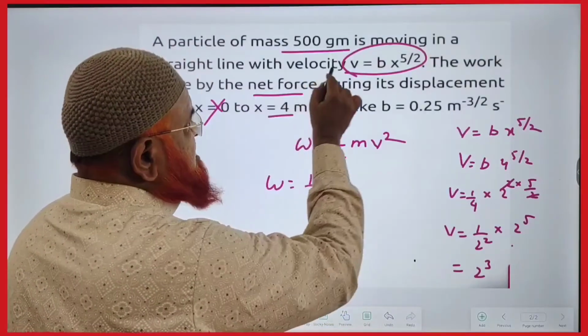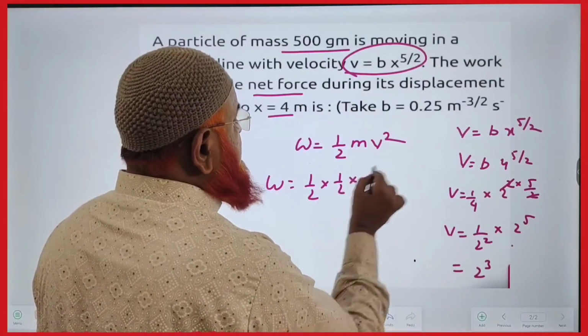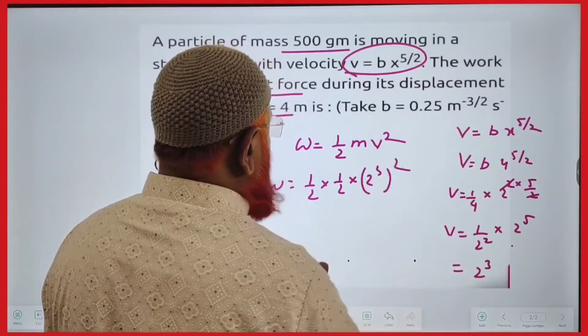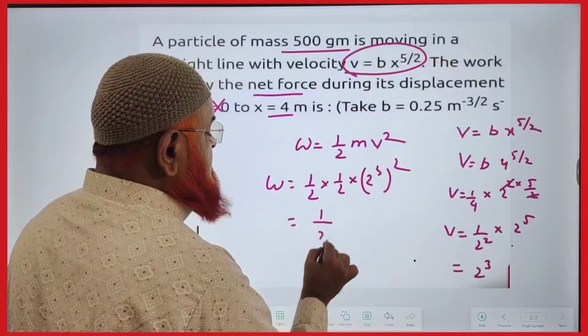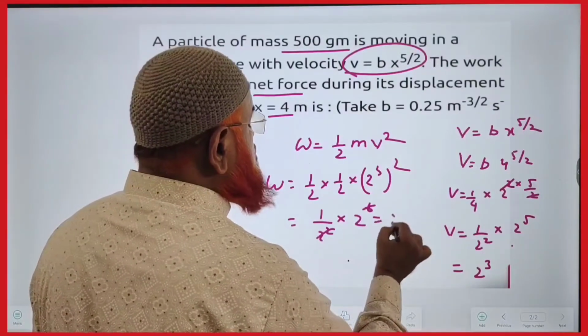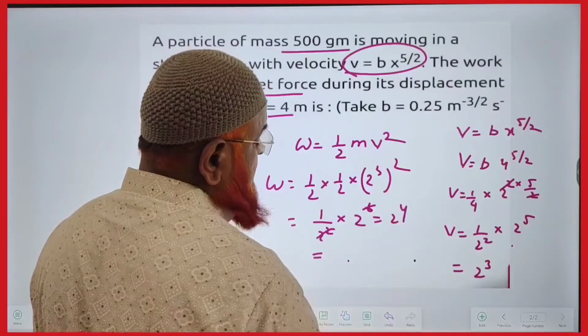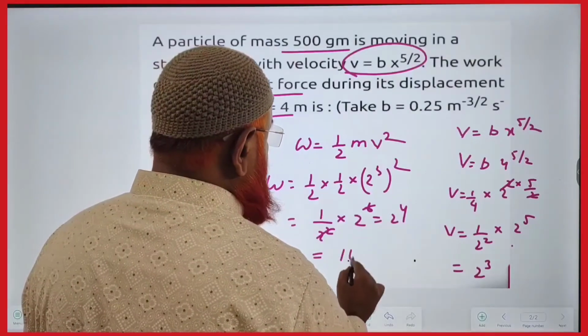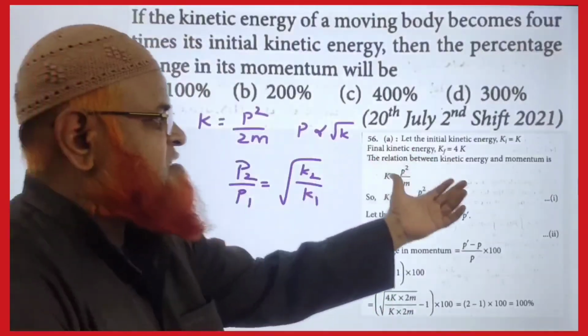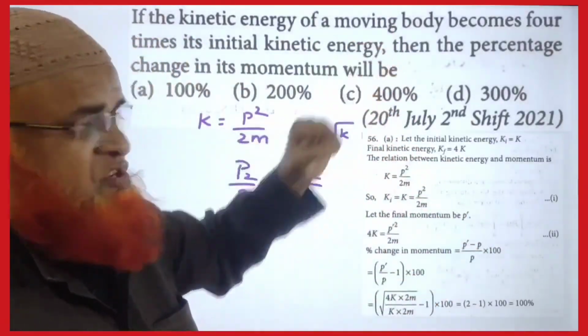So W is equal to half. Mass is how much here? 500 grams means half kg. Into V square, which is 2 cube whole square again. So this is 1 by 2 square into 2 power 6. This gets cancelled, and it becomes 2 power 4. So 16 joules is going to be our answer. That's simple. My dear friends, see the lengthy methods given in the books for this question.